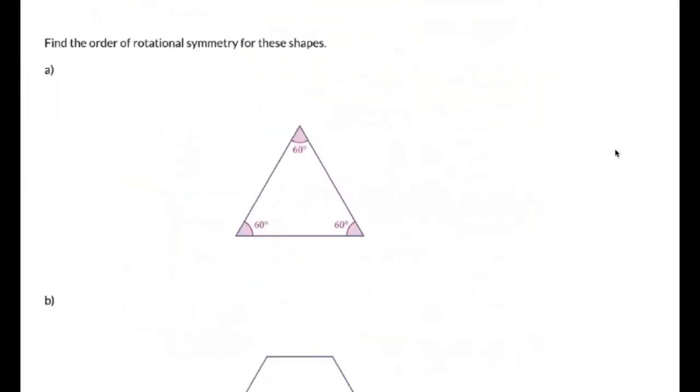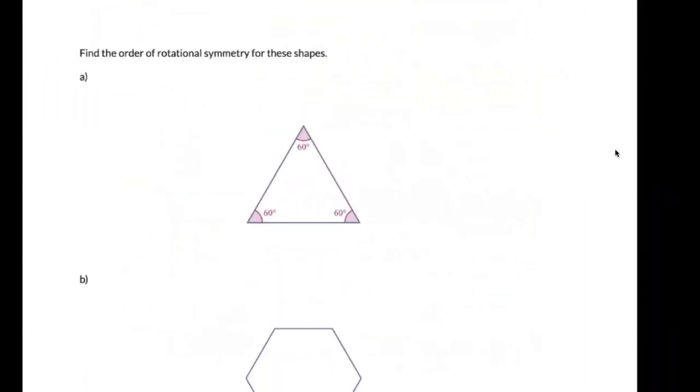Find the order of rotational symmetry of these shapes. The first one is a triangle. What is it? A specific triangle? Equilateral. Equilateral triangle? Yes. So what's the order of rotational symmetry of this shape? 3. It's 3.